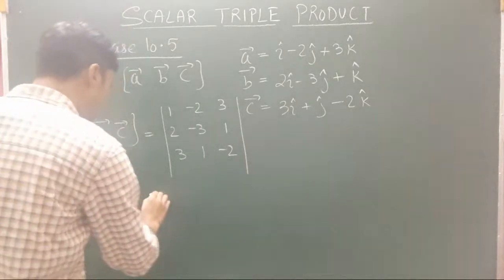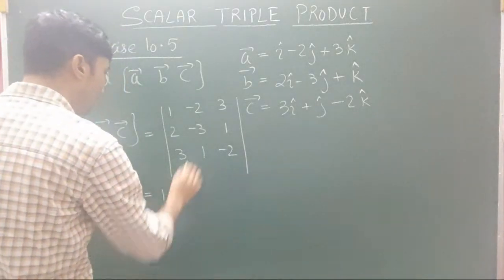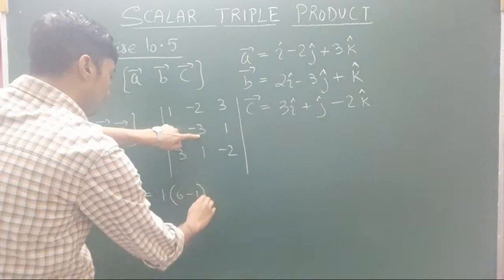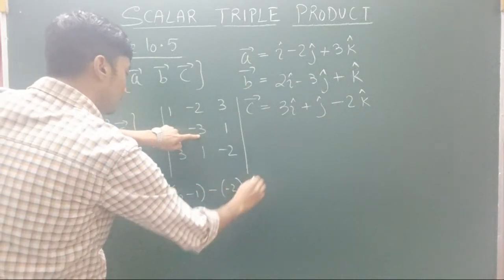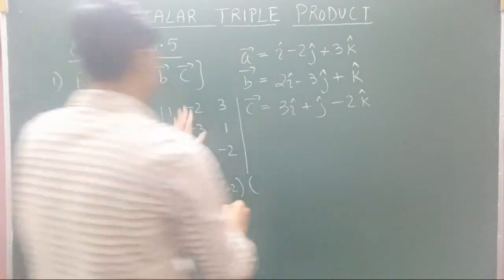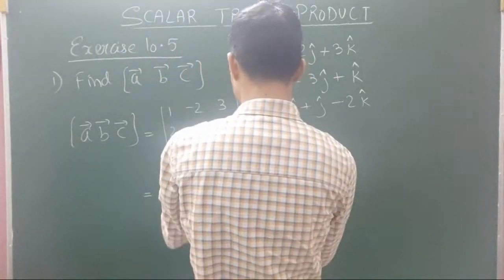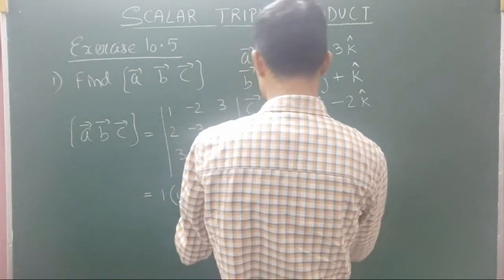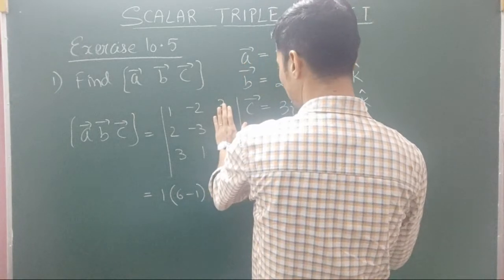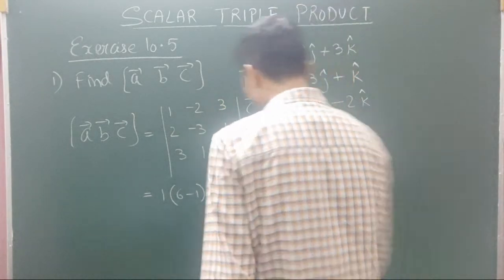So that's like 1 into 3 2s are 6 minus 1, minus of minus 2 into 2 2s are minus 4 minus 3, plus 3 into 2 1s are 2 minus 9.